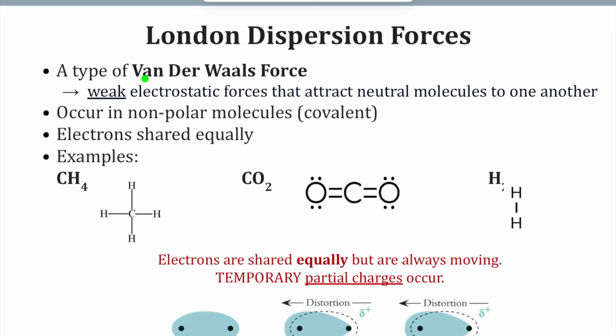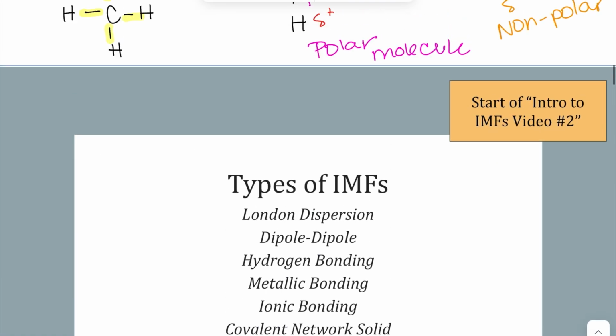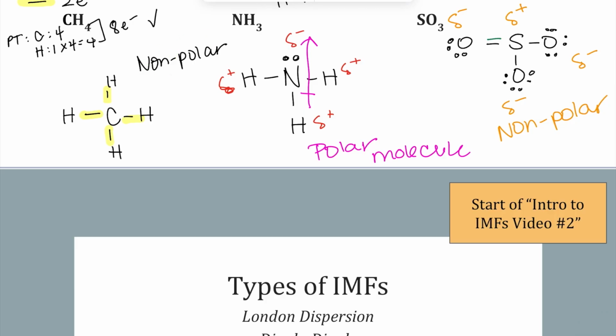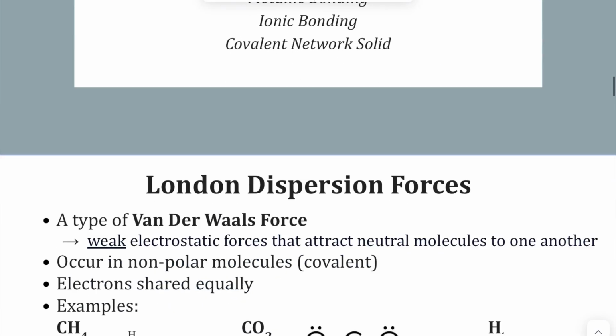This is a type of van der Waals force, which is a weak electrostatic force that attracts neutral molecules to one another. This is the weakest of our IMFs, and it occurs in nonpolar molecules. Our electrons are being shared equally in that molecule as a whole. As we look at CH4, which we drew up here, we determined that that was nonpolar. We also determined that with our SO3.